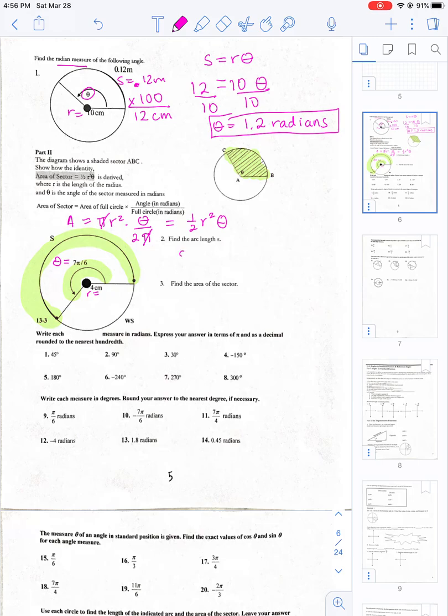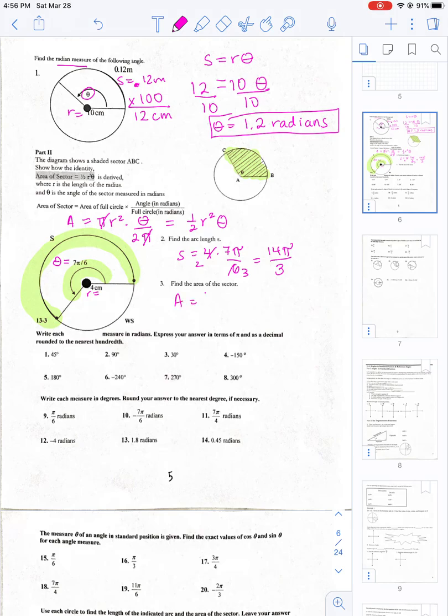So finding the arc length is simple enough. We plug in r is 4, the angle measure is 7 pi over 6, and we reduce to get 14 pi over 3. So if it's asked for in terms of pi, that would be our final answer. If it's not, just punch it into the calculator and come up with a decimal approximation.